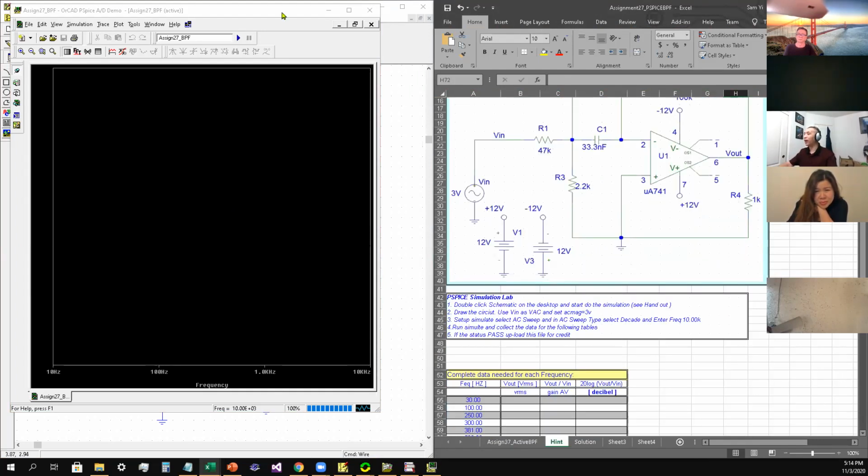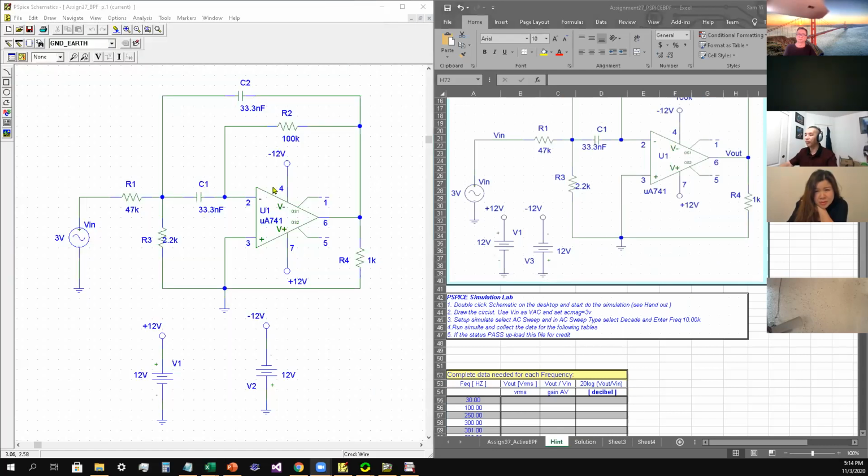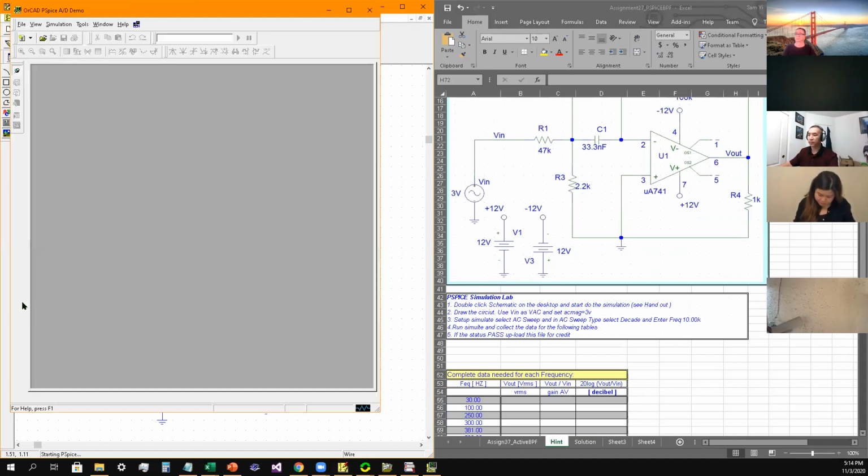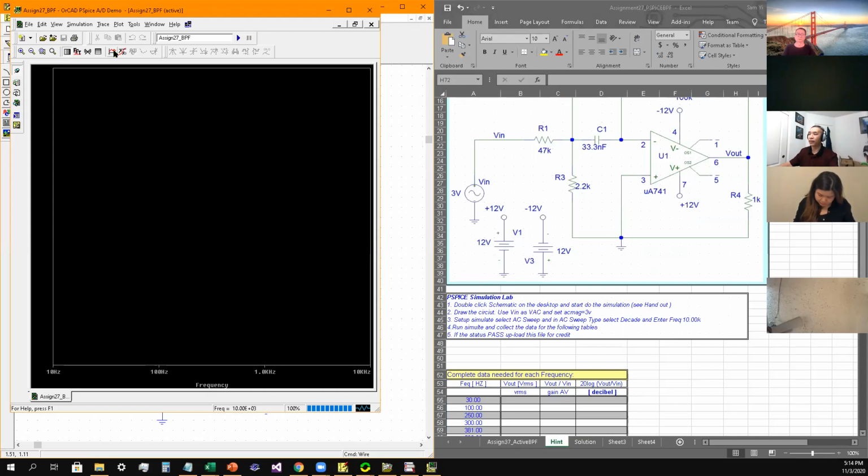Now we want, oh, I don't think I put the V in and V out. I did not put that label on my circuit, so I have to go back and type that in. So this is V in and out here, V out. Okay, now that's there. Now save one more time and go up to Analysis, Simulate. Okay, so now we have the simulation.